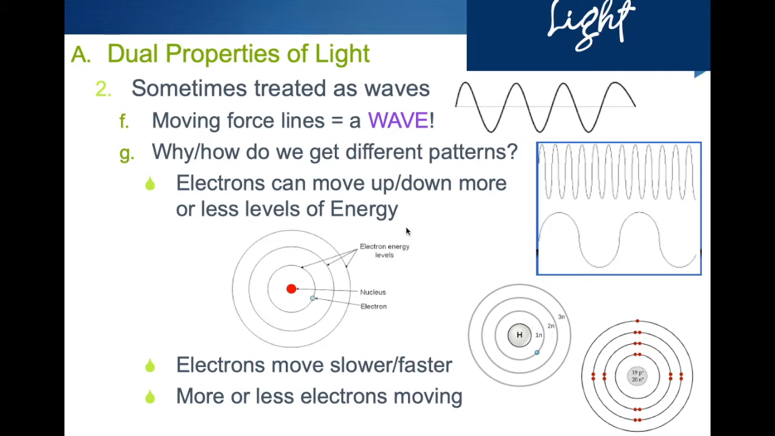So the point is, we get different patterns of waves depending on what those moving force lines look like as the electrons move. So the general idea: the electron starts at its original location, it gains energy and moves up, it falls back down because it can't always maintain that energy. The up and down motion causes the force lines to move, and that creates these wave patterns.